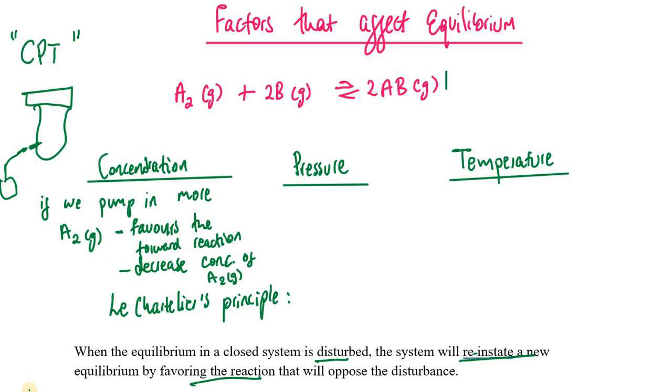What if we decrease AB? What if we take out some of the AB, we reduce it? What is it going to do? It's going to favor the reaction that will increase AB. Which reaction is that? It's the forward reaction. Guys, that's how simple it is. But recently, these questions were easy like this, but nowadays they've made them more interesting.